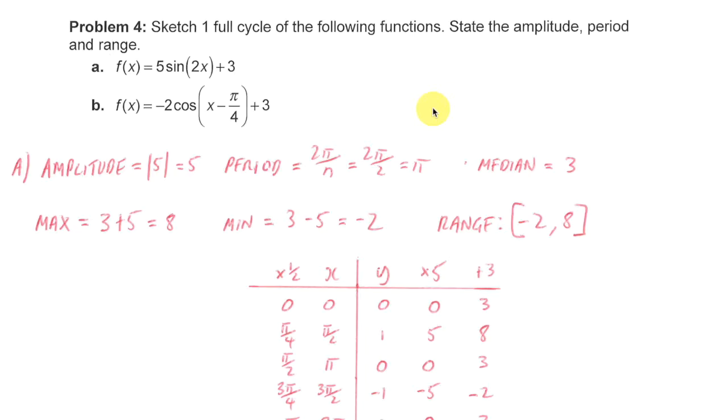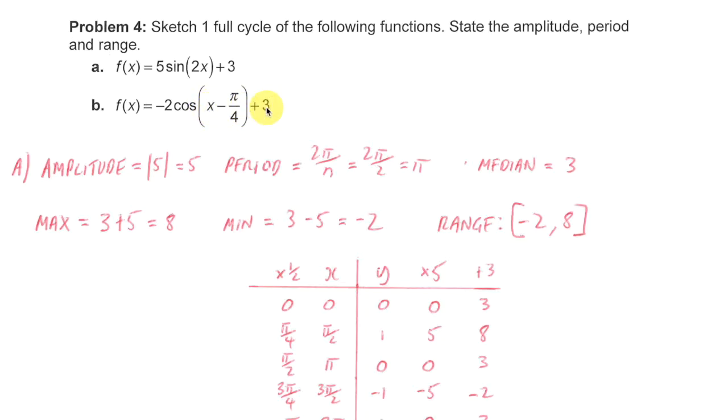Alright, so now looking at part B of problem 4. Got f of x equals negative 2 cos of x minus pi on 4 plus 3. So firstly, there's a dilation factor of 2 parallel with the y-axis, so ignore the sign for the dilation factor. There's no dilation factor parallel with the x-axis. There's a reflection in the x-axis, so in effect every y value will be multiplied by negative 2. There is no reflection in the y-axis, so the x values aren't multiplied by anything here.